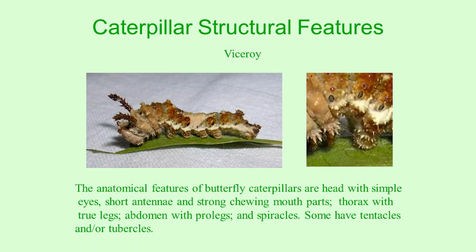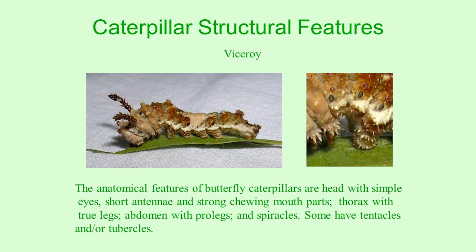So behind the head is the thorax with the true legs. There are 3 sets of what we call true legs. And then there is the abdomen, which has what we call the prolegs. And they have spiracles. And some caterpillars have tentacles and or tubercles.